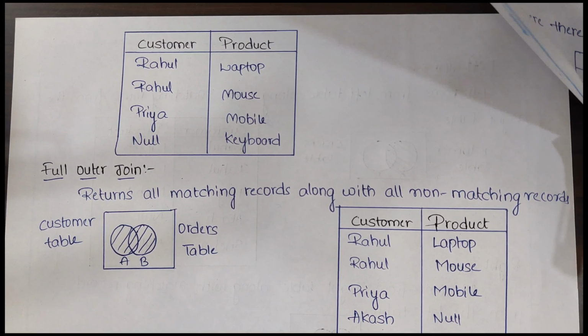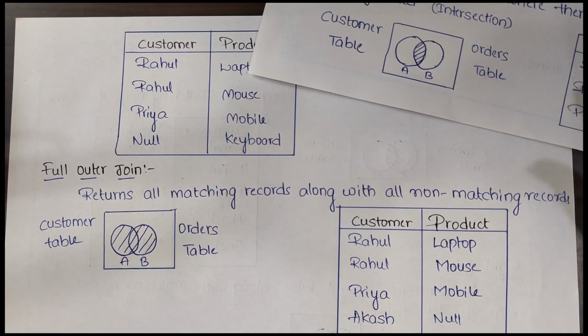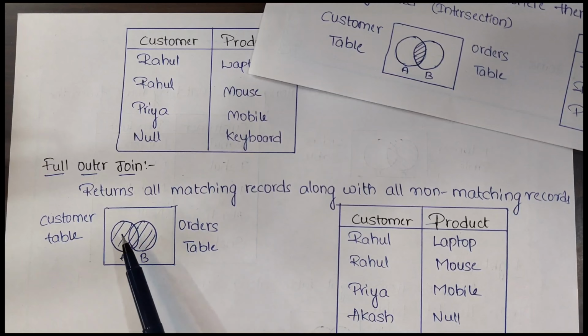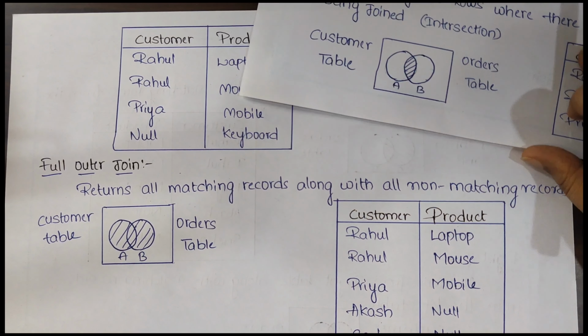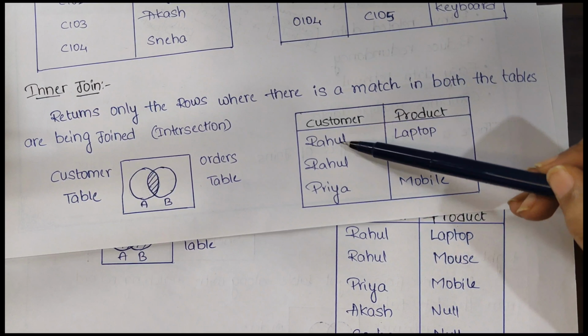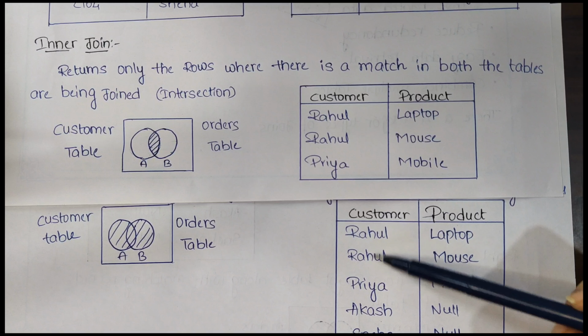Next, full outer join. Full outer join returns all the records, the non-matching records and also matching records. So everything is written, see. We'll write all the records which are matching and also non-matching records. So see, matching records, we already have Rahul and Priya. So we already wrote this.